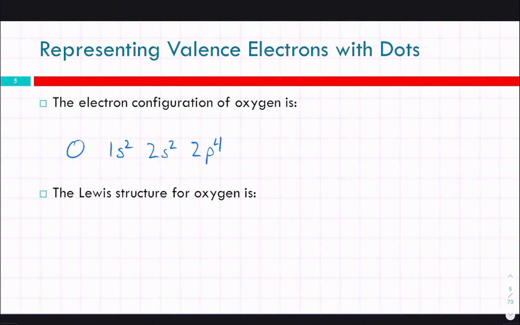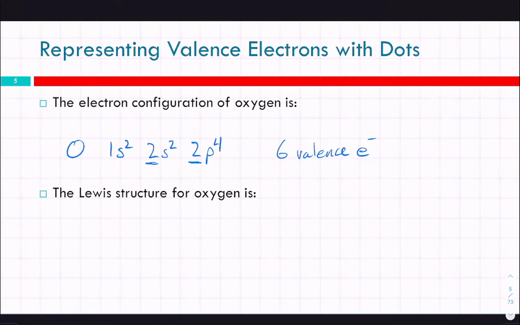Looking at the electron configuration, we could use the periodic table to figure out how many valence electrons there are. We can also use the electron configuration, where we just look at the highest principal quantum shell. That's the number here in front of the S and the P. So 2 is our highest principal quantum shell. We add up those exponents. So oxygen has 6 valence electrons.